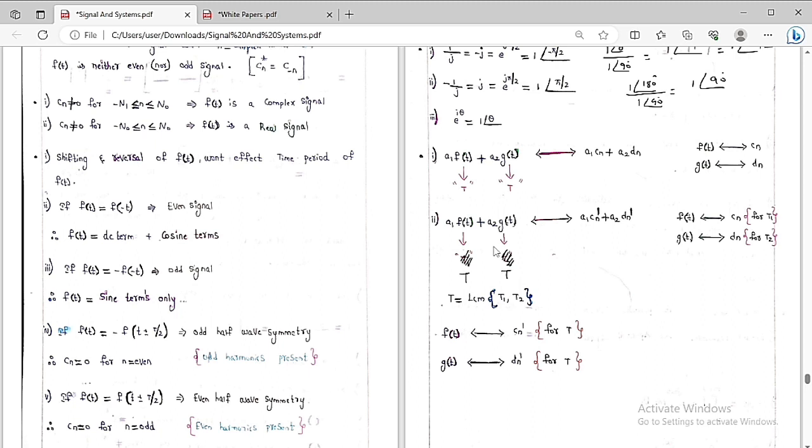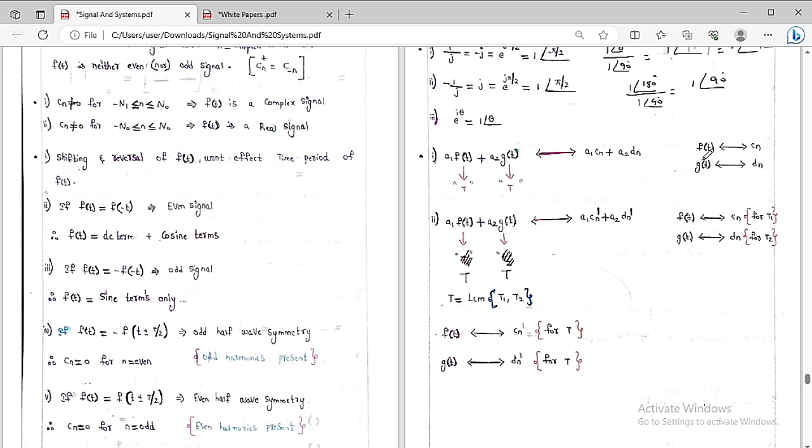So very simple. First thing is you have to define on the common time period. Only then you have to do the linear combination. So first you have to define the Fourier coefficient on the same time period, and then you have to go for the linear combination. Otherwise, you don't have to go. So this is a very important point.